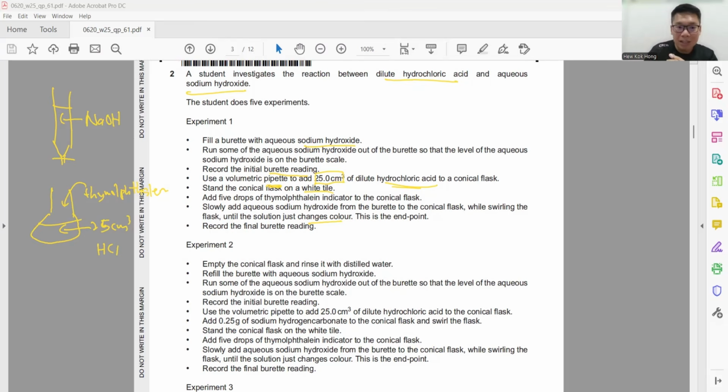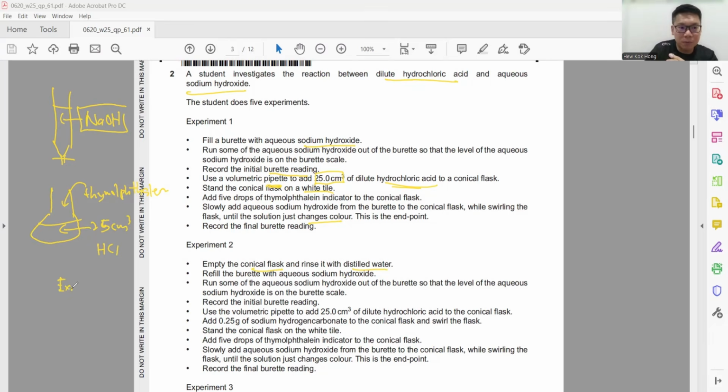Experiment 2: empty the conical flask and rinse it with distilled water, meaning we don't want this mixture of HCl and NaOH anymore. They refill the burette with NaOH, so again they fill up this NaOH. Run some of the aqueous NaOH out of the burette so that the level of aqueous NaOH is on the burette scale. So this is to ensure the volume is accurate. Record the initial burette reading. Use a volumetric pipette. Again, they put 25 cm3 of HCl.